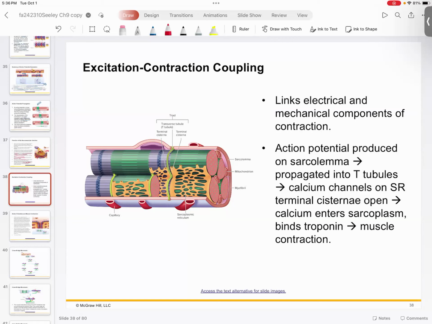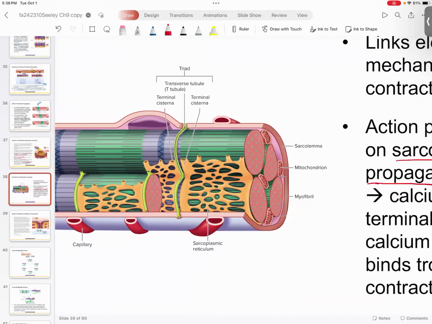So first of all, here's how it goes. Action potential, which is produced on the sarcolemma, that's what we just saw, right? So after the acetylcholine jumps the gap and reignites that action potential in the sarcolemma, it is then propagated through the sarcolemma and it dives down into the T tubules. And remember, the T tubules themselves are part of the triad.